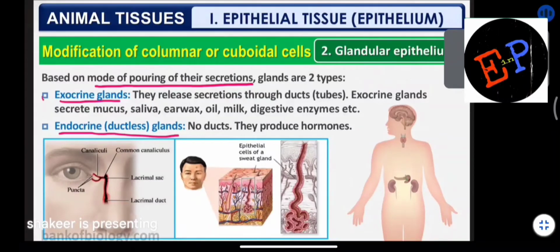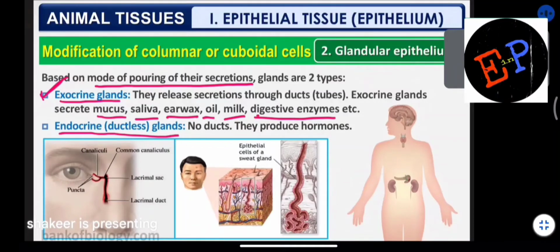Such glands, we call them exocrine glands. Example is mucus, saliva. Saliva is released in our body, no? Salivary glands release the saliva through some tubes, which are called ducts. Clear, no? Ear wax, the wax produced in the ear, also has ducts. In the skin, you will find oil, no? Oil is also released through ducts only. Milk is also produced through tubes, pipes, and digestive enzymes. Whereas endocrine glands are also called ductless glands. They do not have any ducts.